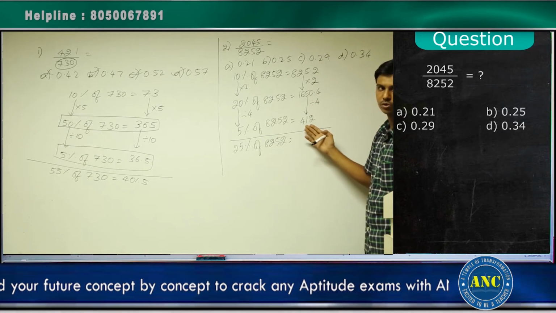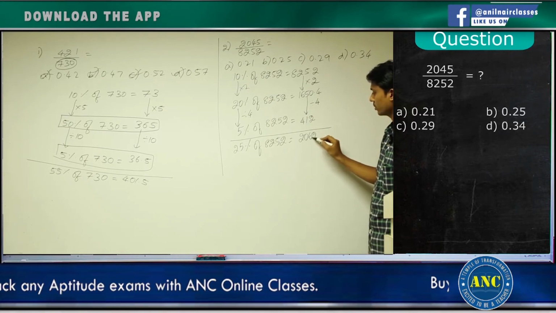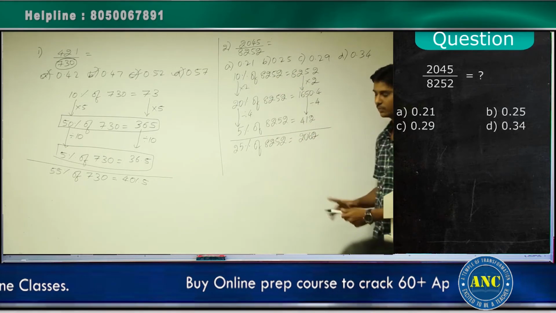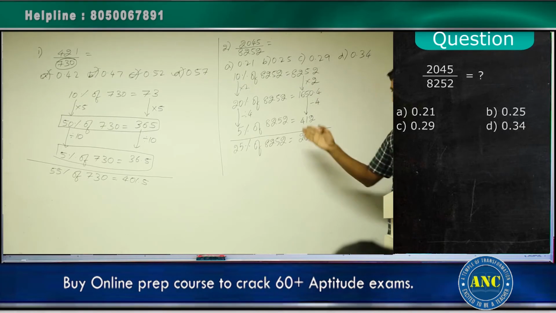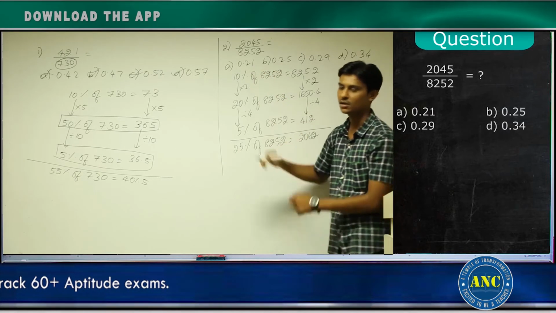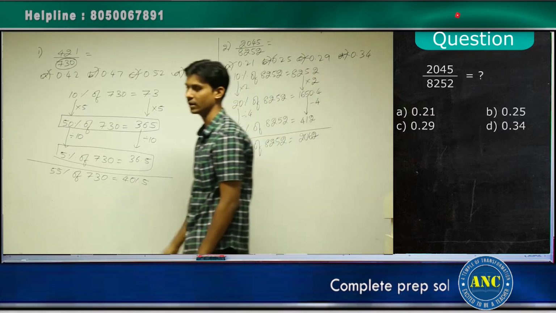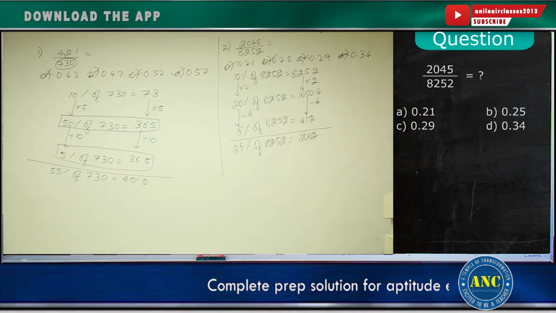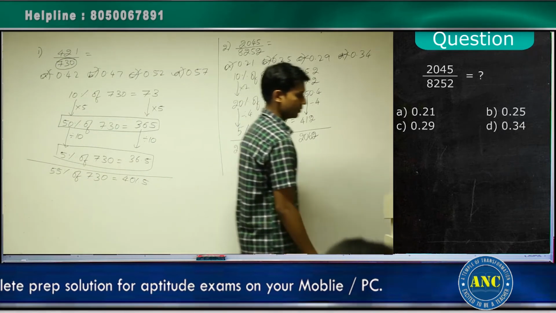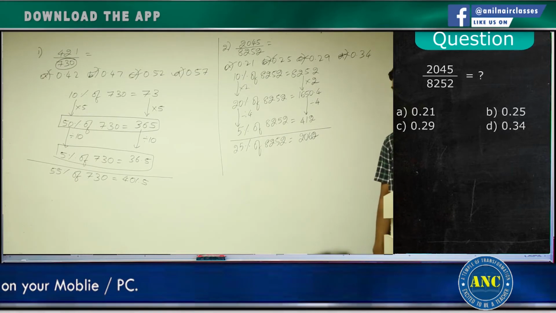1650 plus 400 is 2050. 2050 plus 12 is 2062, approximately 2062. But what is the number which you require? 2045. That means you have exceeded the number already. You need to come back now. That means the answer should be less than 25%. The only option which is less than 25% is 0.2. Getting the idea, right? How to find the values when it is a higher value fraction. Lower value we saw initially, now it is a higher value fraction. Understanding?